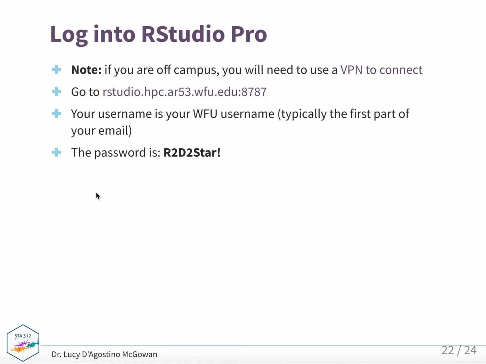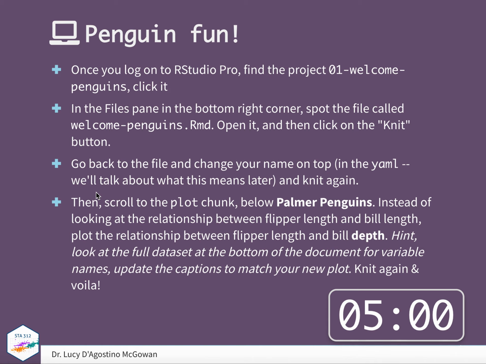We're going to need RStudio Pro for a lot of the exercises we're doing, in particular the way that I'm going to be doing labs in this class. You need to have access to this so that we can collaborate across students. So make sure that you've got this set up. You don't want to just use RStudio on your local computer because we want to have that ability to collaborate across students. Okay, so once you've logged into RStudio Pro, find that project 01-welcome-penguins and click it.